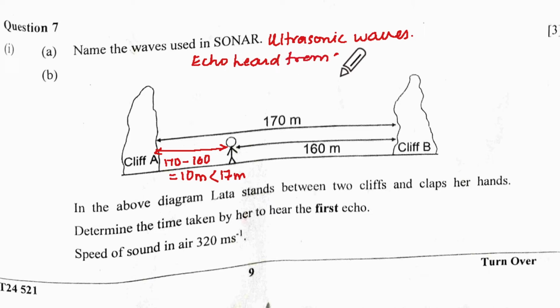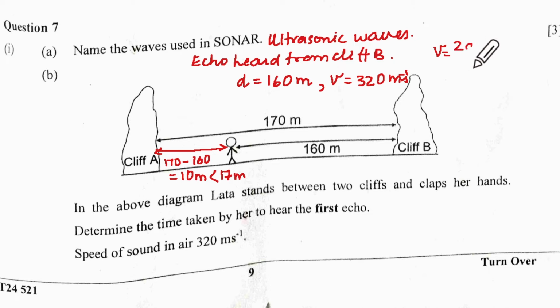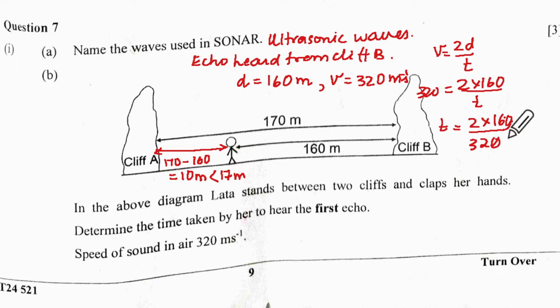from cliff B. All right, which means I will have distance equal to 160 meter and the velocity of sound is given here 320 meter per second. And so we will use the formula for echo, which says V is equal to 2D upon T. The sound will go this way and this way. So we will have two distance, that is 160 upon T, and that's equal to 320. So T is equal to 2 into 160 upon 320. 16 ones and 16 twos, and the time will be 1 second.